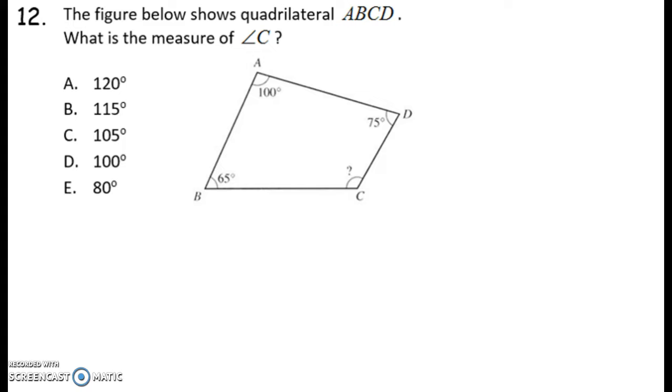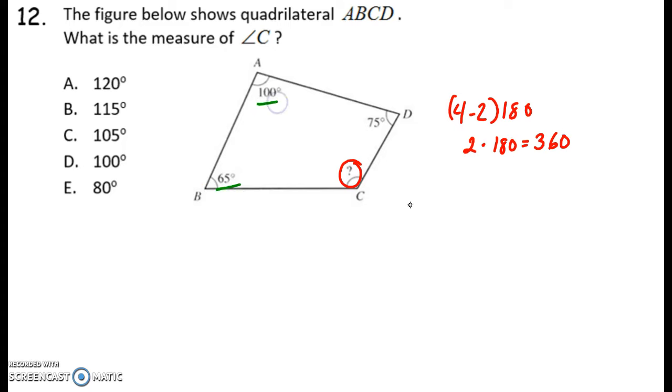In problem number 12, it says the figure below shows the quadrilateral ABCD. Measure of angle C is what you're trying to find. Remember, 4 sides, 4 angles, so 4 minus 2 times 180, or 2 times 180 gives me a total of 360 degrees in this quadrilateral. So add up what you know.